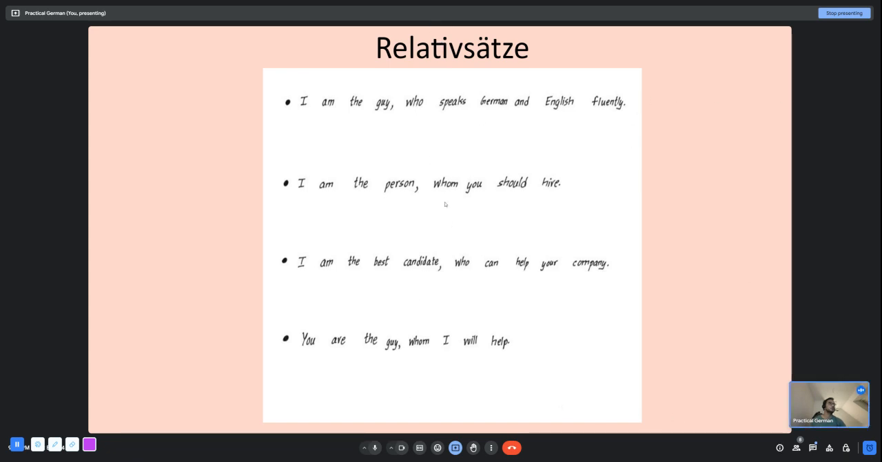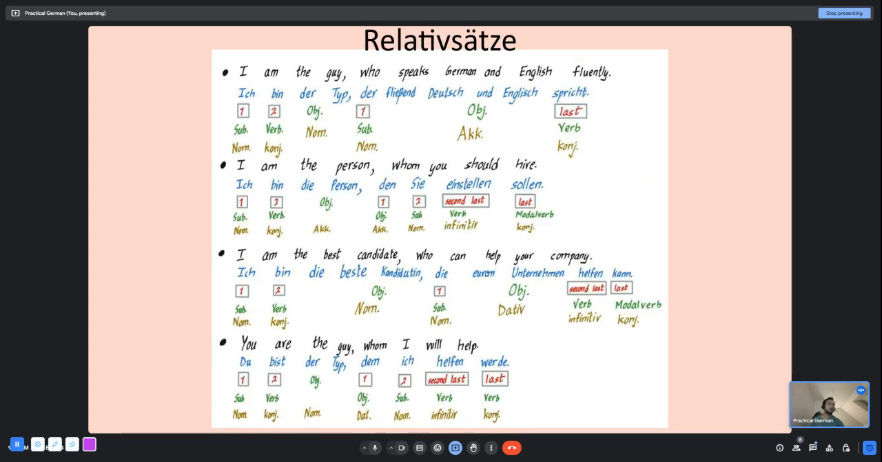So this is something you have to understand. Like here, who, whom. These are not questions. These are pronouns. These are, in German we call them relative pronouns. Okay, Relativpronomen. So Manjusha, please read all the blue ones.